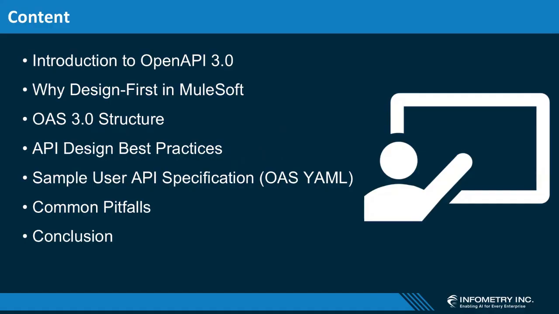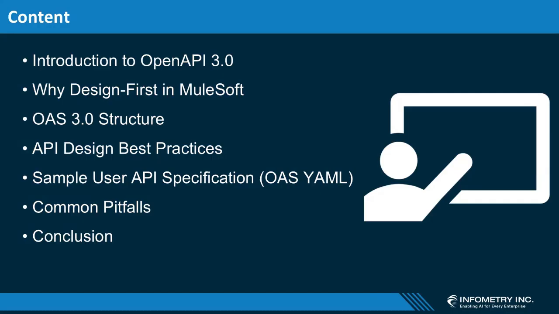OpenAPI 3.0 is the foundation for everything we do in modern API development with MuleSoft. I'll start by explaining what it is, why it exists, and how it fits naturally into the MuleSoft ecosystem. And why design first in MuleSoft? Here we'll focus on why MuleSoft strongly encourages design-first instead of code-first APIs. I will connect this directly to real-world delivery speed, governance, and team collaboration benefits.